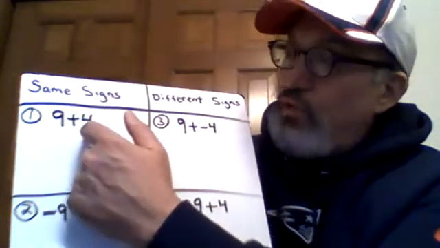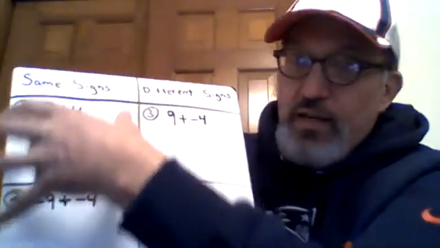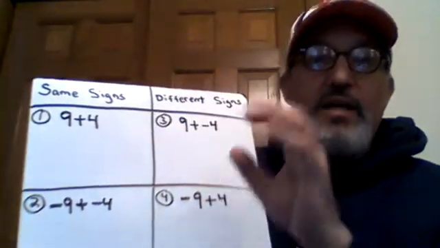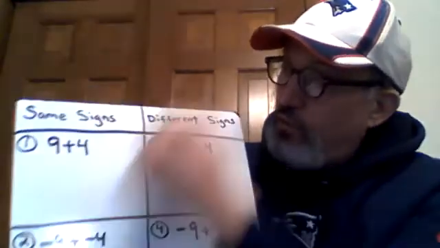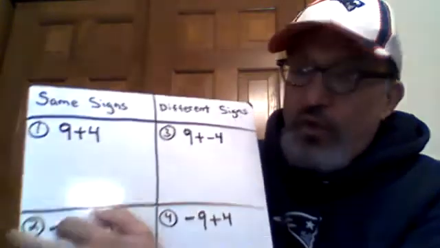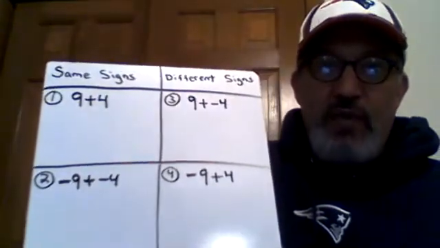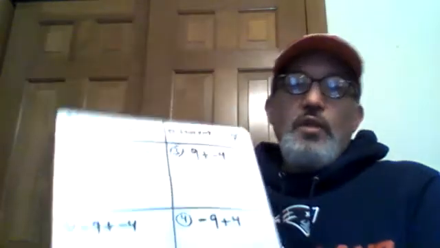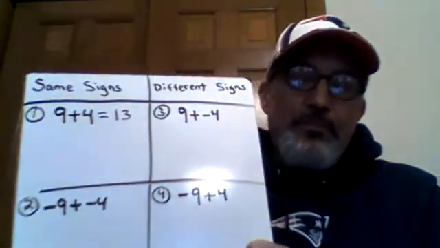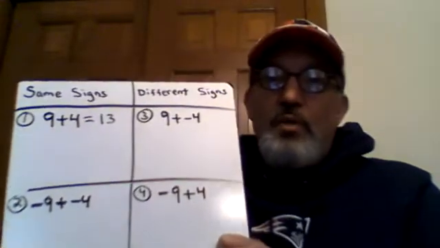We've got 9 plus 4, and notice I've divided, and this is very important, the 4 problems into 2 columns, same signs and different signs. In numbers 1 and 2, the 2 numbers have the same signs, and in numbers 3 and 4, they have different signs. 9 plus 4, of course, is 13. Nothing surprising yet. And the only thing that we can really do here is the commutative property of addition. The only thing that kind of makes sense.